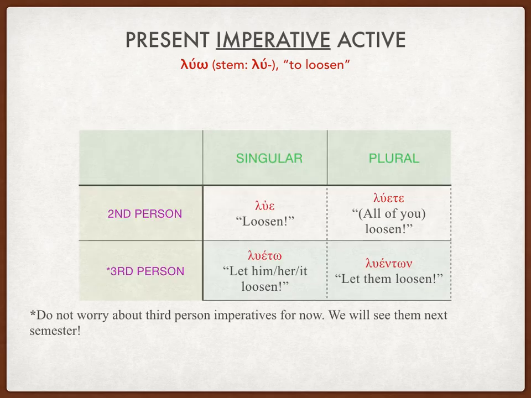So let's talk about commands. If I want to tell one of you, hey, so-and-so, untie that person or untie that thing, whatever it happens to be. If I'm talking to one person and I'm giving them a command, I use what's called the second person imperative. It's kind of like if I'm saying, hey, you, hence second person, you go loosen that. The ending I use is epsilon. So you can see second person singular. If I'm telling one of you, loosen, I say lue, loosen, untie right now.